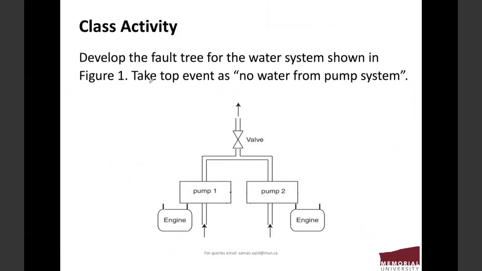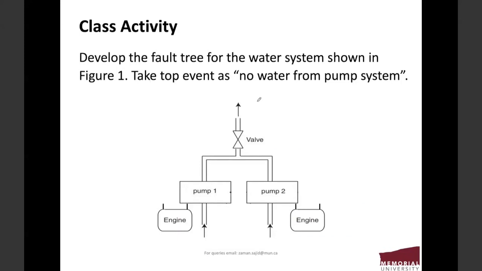Folks, this is the class activity that I want you to do now in the class. Usually I take it in person and bring it into class, but we are not in person. So I want you to do it now in the class. You need to develop the fault tree for the water system shown in figure 1. Take the top event as no water from pump system.